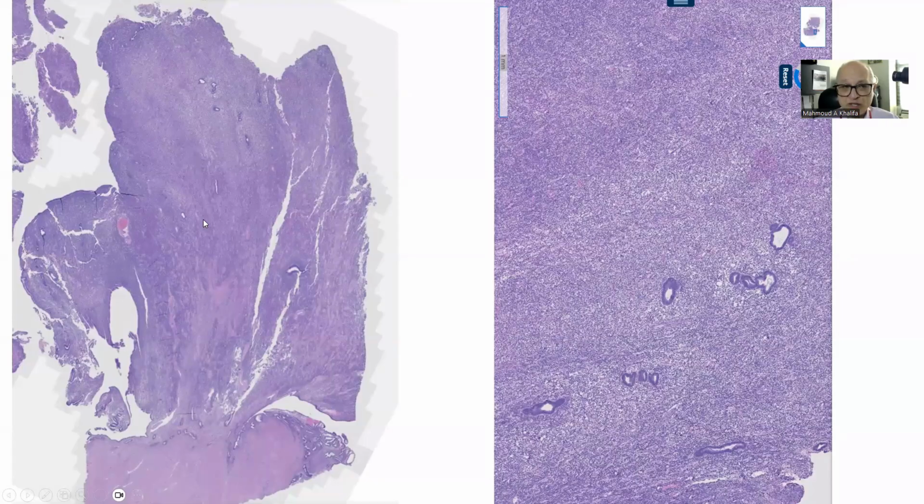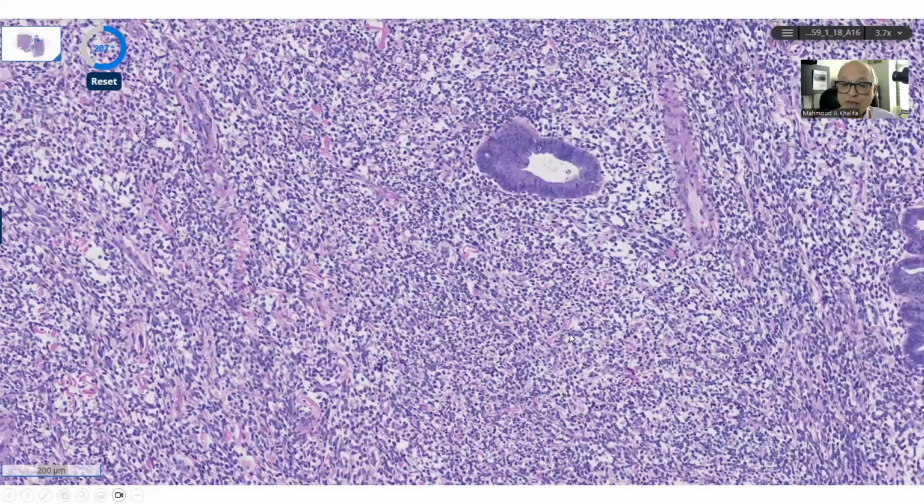I think the stroma is very cellular. We have some glands entrapped in the cellular stroma, but I think you would agree with me that these glands are benign. They are normal. The problem is in the stroma. The stroma is very cellular. So what could this be? Could it be lymphoma? Maybe. Leiomyosarcoma? Maybe. Endometrial stromal sarcoma? I think that's a better diagnosis.